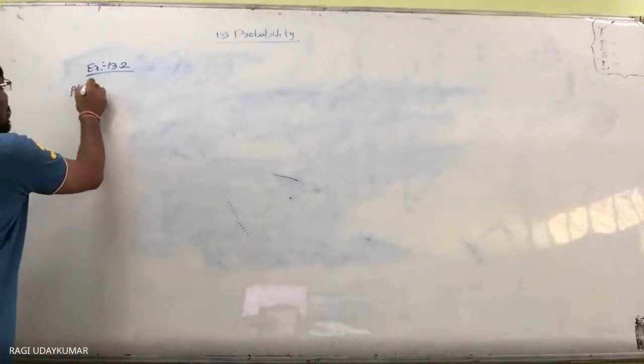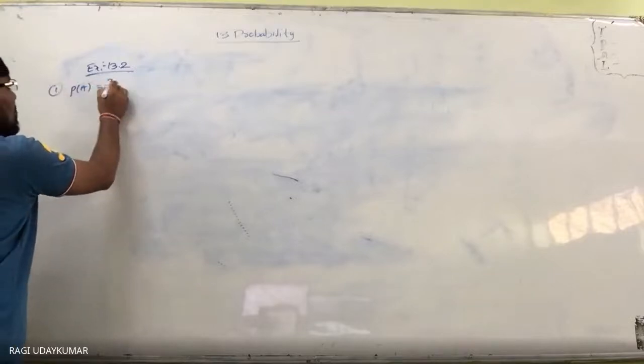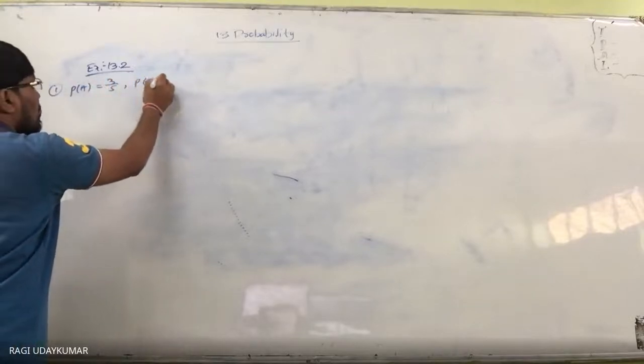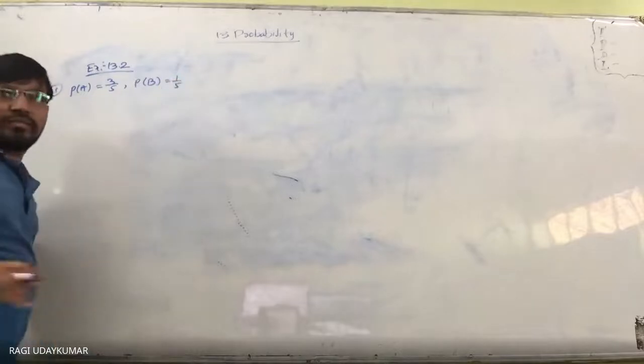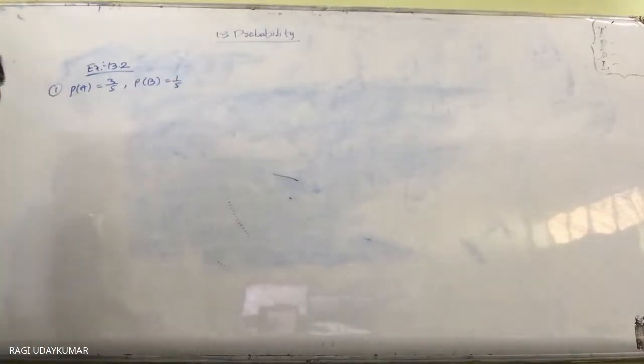The first question is given to you: probability of A is equal to 3 by 5, probability of B is equal to 1 by 5. Find the probability of A intersection B if A and B are independent events.